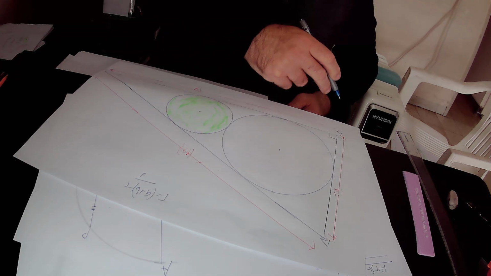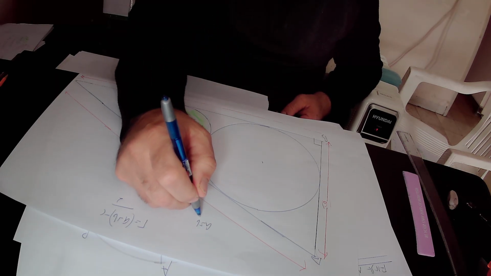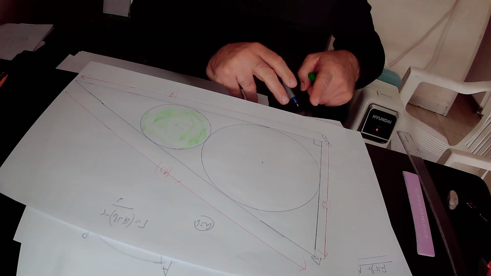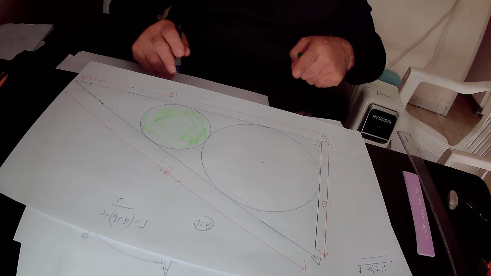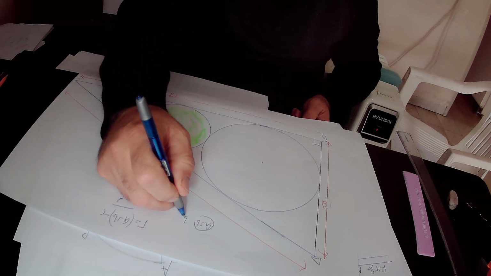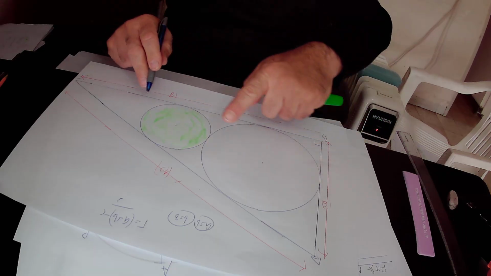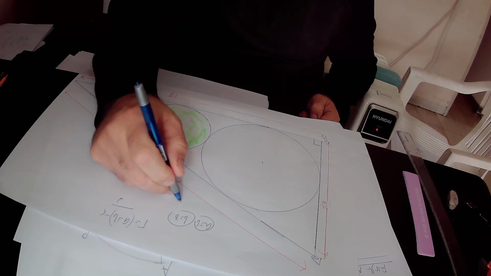We define AB as A and A equals 6. We define the perpendicular BC as B and B equals 8 according to what is given in the question. And finally we define the hypotenuse AC as C and C equals 10.